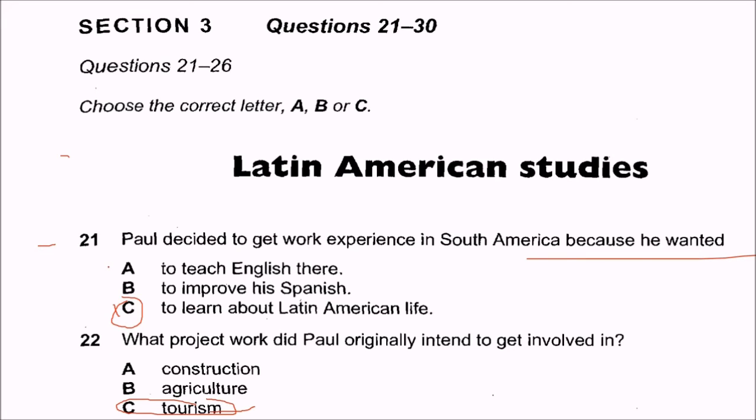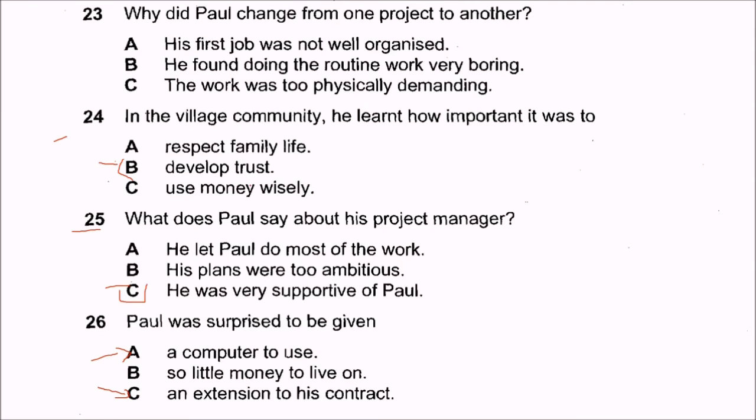So 21. Paul decided to get work experience in South America because he wanted to learn about Latin American life. 22nd was what project work did Paul originally intend to get involved in? And this was again tourism. And the other person talked about construction, but he was interested in and he did tourism. And the 23rd was why did Paul change from one project to another? About that he said his first job was not well organized. The 24th, in the village community he learned how important it was to develop trust first. And once it is done, it will all be easy.